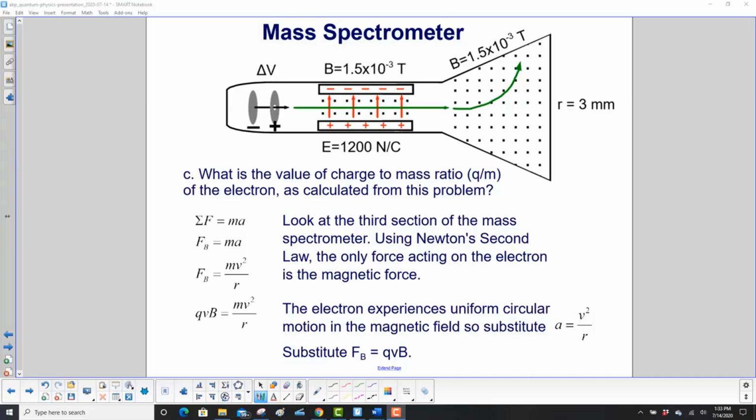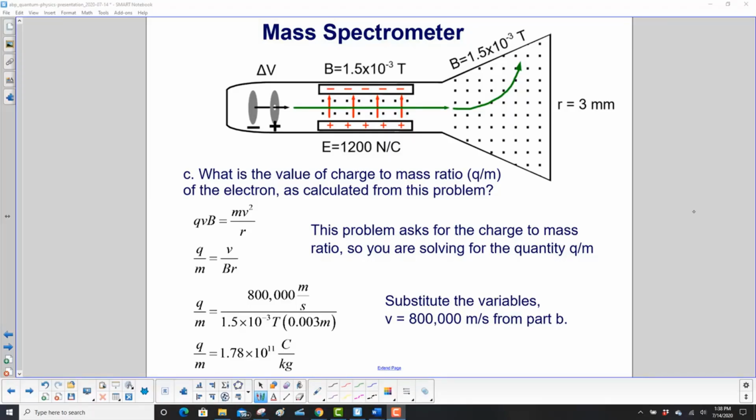What is the value of the charge to mass ratio, Q over M, of the electron as calculated from this problem? So we're going to look at the third section here, where you just have the magnetic field. The sum of the forces is Ma. The only force acting, I think we said that earlier, is the magnetic force, and we're in uniform circular motion. So the magnetic force is equal to mv squared over r. What is the magnetic force? QVB. So QVB equals mv squared over r.